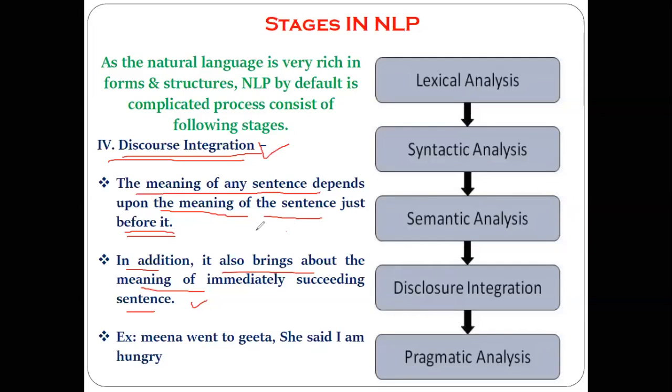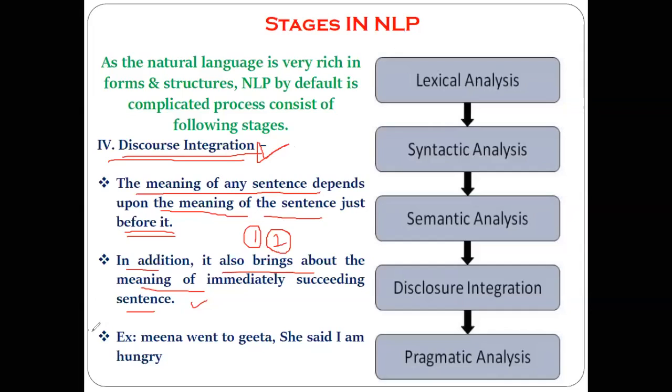For example, there is a sentence 1 and there is a sentence 2. Now sometimes if you want to understand the meaning of this second sentence, it is mandatory to understand the meaning of this first sentence. Yes or no? Yes, sir. Checking this is nothing but what is called discourse integration.